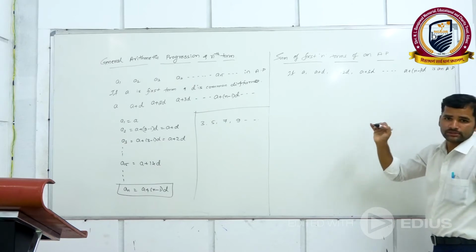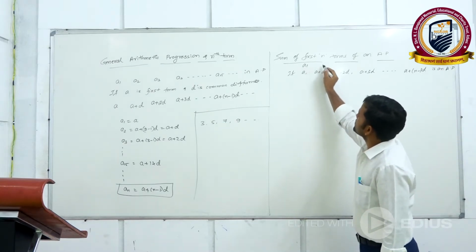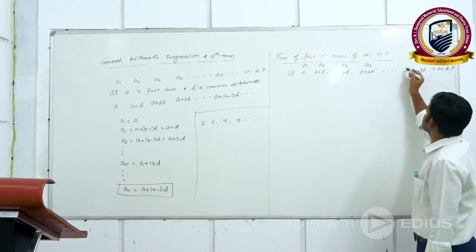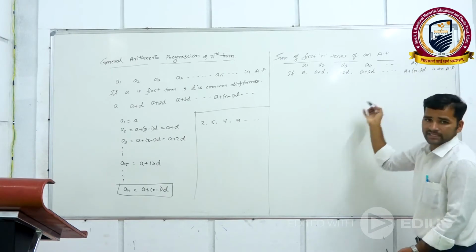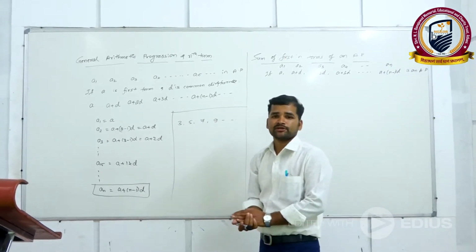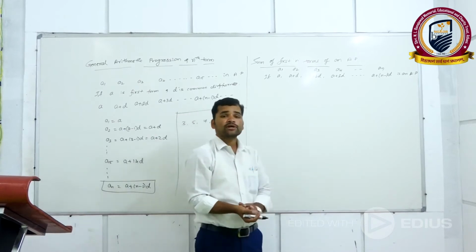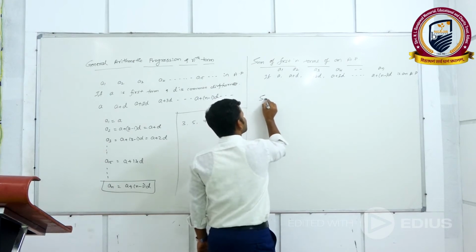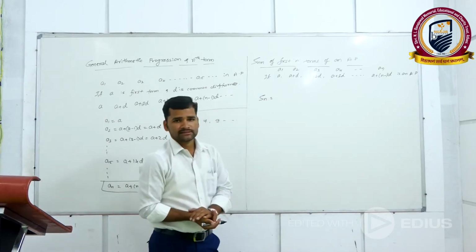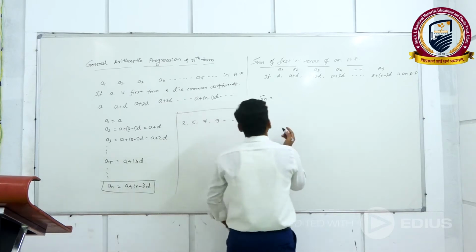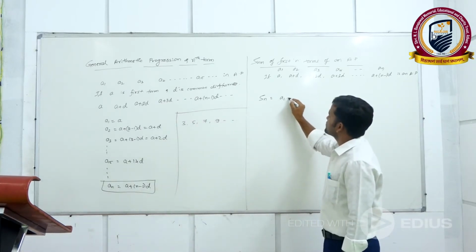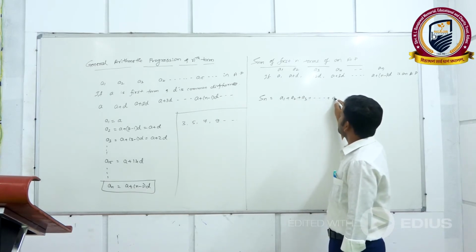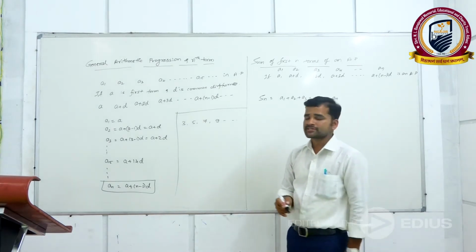This is the first term a1, this is the second term a2, this is the third term a3, this is the fourth term a4, and so on up to the nth term. The terms are a1, a2, a3, and so on up to an. What we want here is the sum of first n terms, which will be represented as Sn. Sn is equal to a1 plus a2 plus a3 and so on up to an.